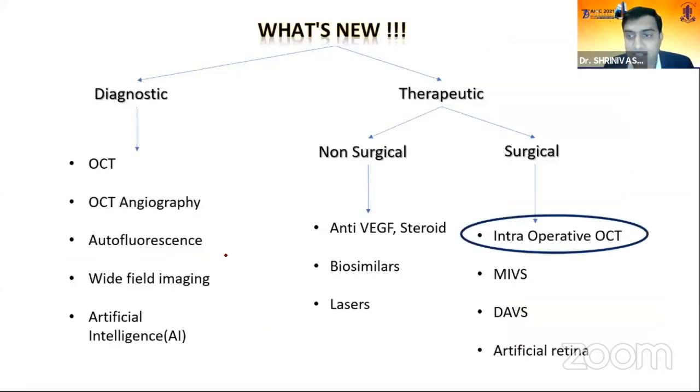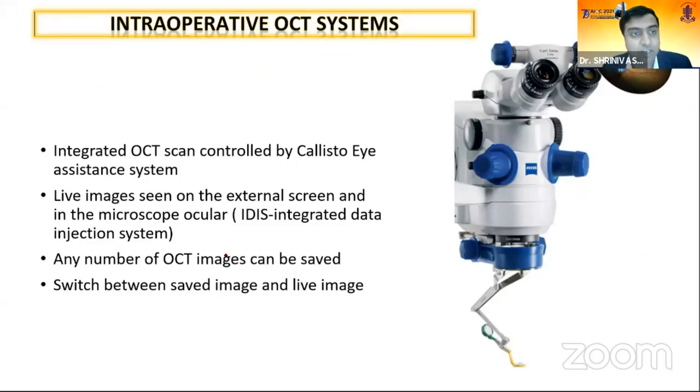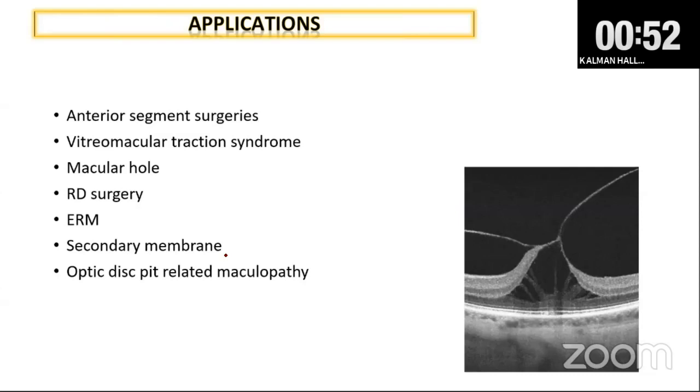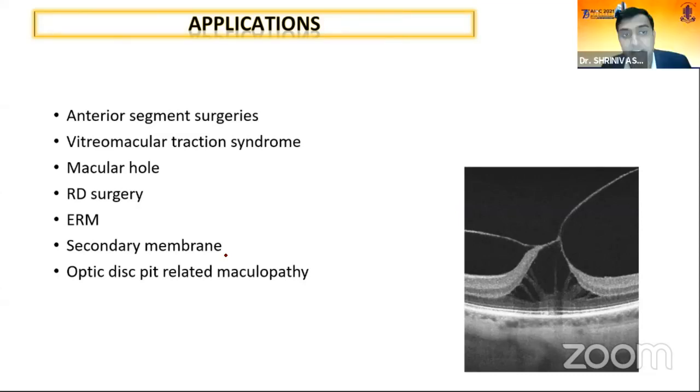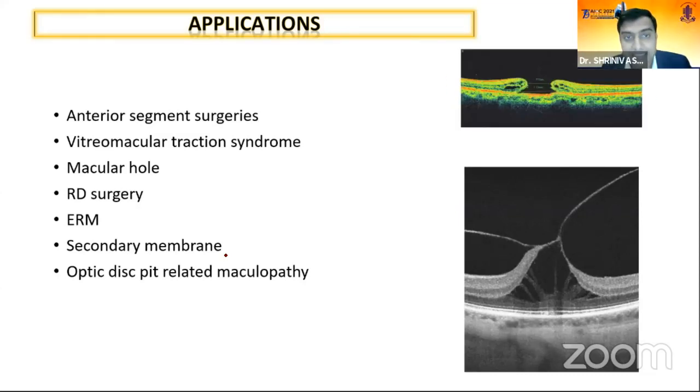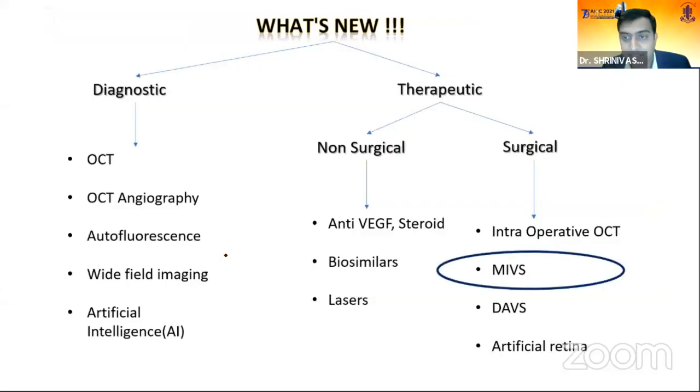So coming to the next, intraoperative OCT. I'll not go into the detail. You all know that it's an integrated OCT system, for example by Callisto, basically used in anterior segment surgeries, and can be used in vitreomacular traction, macular hole, RD surgeries, or even in lamellar surgeries.